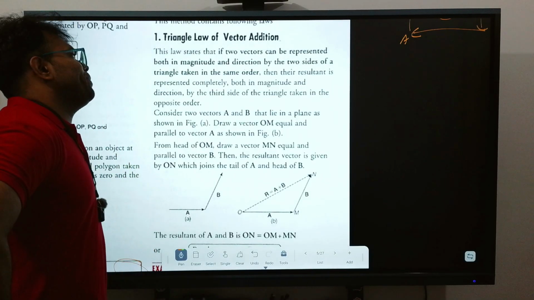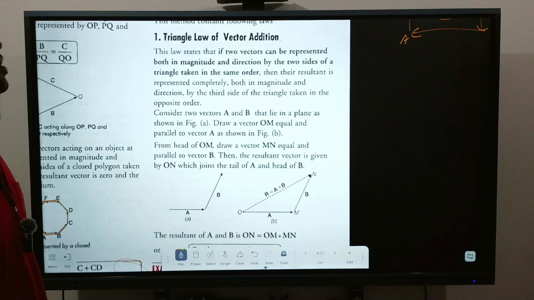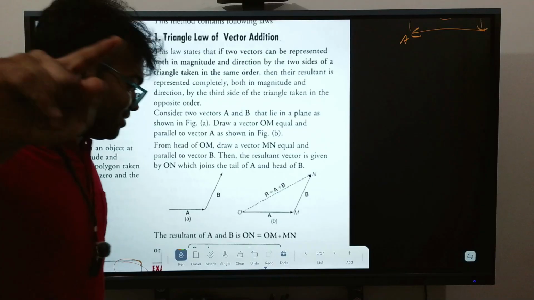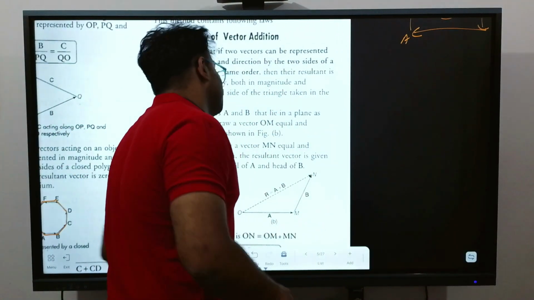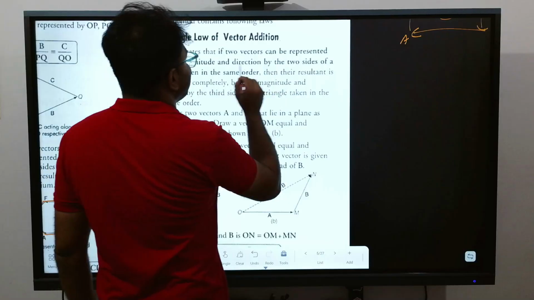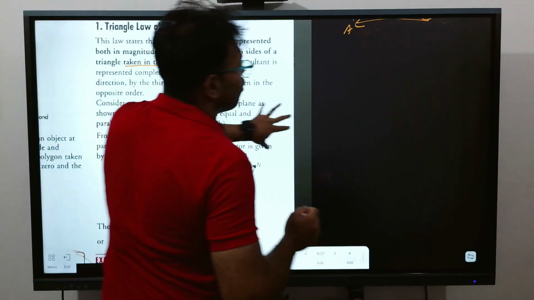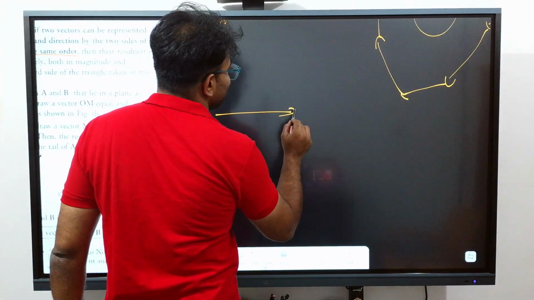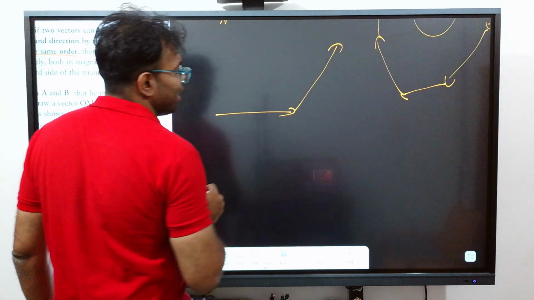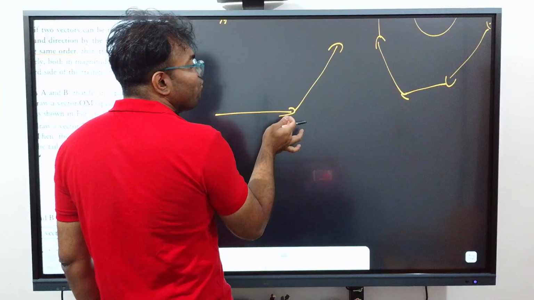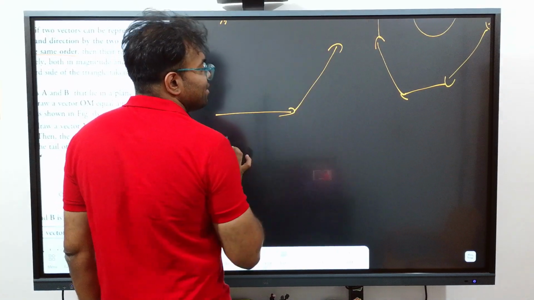If two vectors can be represented both in magnitude and direction, one by the two sides of a triangle taken in the same order. Now, this is the most important line: taken in the same order. Taken in the same order means what? If you have a vector like this and a vector like this, these are two vectors in the same order. That is, the ending of one is the starting of the other.